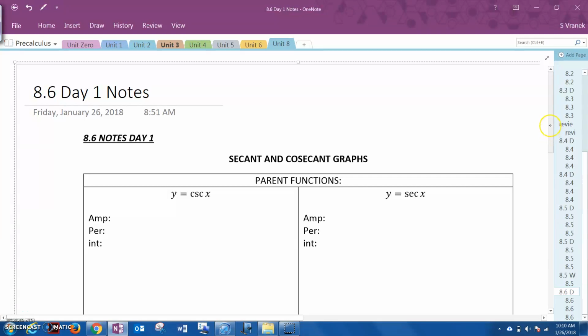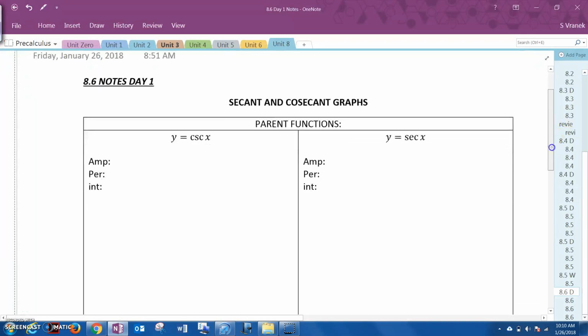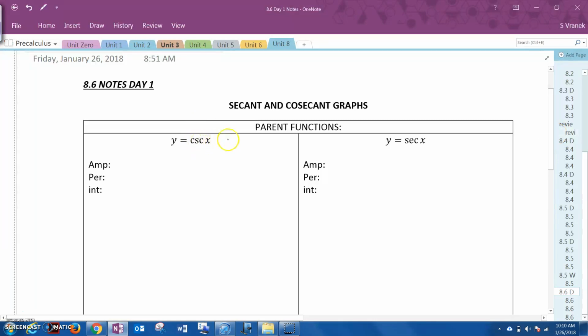Alright class, so what we're doing today is graphing secant and cosecant graphs, which is basically graphing sine and cosine graphs, but just doing a little bit more with them. So the first thing you have to do is identify what cosecant is the reciprocal of. So this is the reciprocal of sine. So that means we need to find the sine graph.